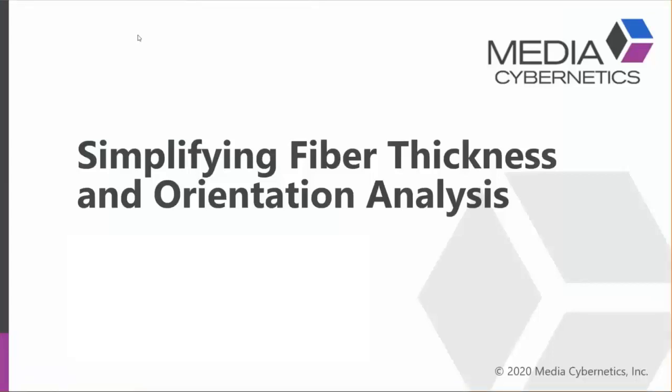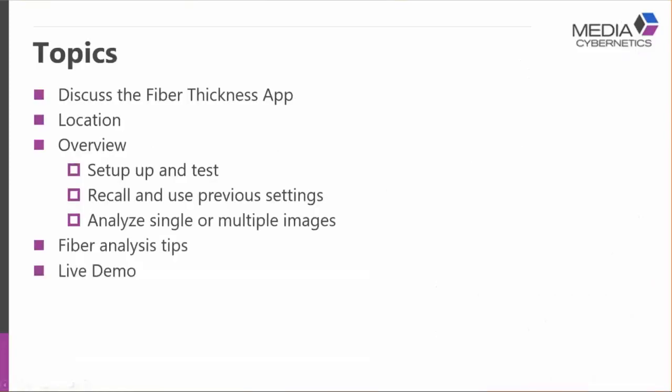Today we're just going to take a few minutes and talk about simplifying fiber thickness and orientation analysis using the Fiber Thickness app. Touch on a couple topics today. Starting off, talk a little bit about the Fiber Thickness app and what it's meant for, the location where you can download it from, an overview of a number of the options and parameters and how to set it up and how to save your settings, a little bit about batch processing, and more importantly, to talk about some fiber analysis tips and follow that up by a live demo, just showing a little image manipulation on how to adjust some of the parameters to analyze your fibers.